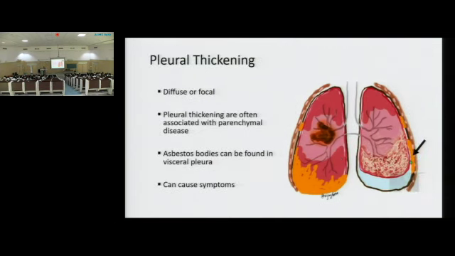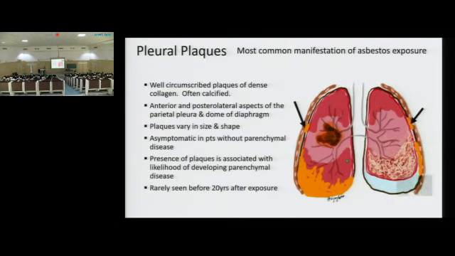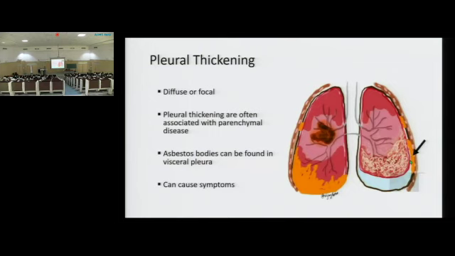There can be pleural thickening also. Pleural thickenings are often associated with parenchymal disease. In plaques, they may or may not have associated pulmonary lesions; if present, the patients will be symptomatic. In pleural thickening, usually these patients will have parenchymal disease, and asbestos bodies can be found on the visceral pleural side also, and they can cause symptomatic disease.